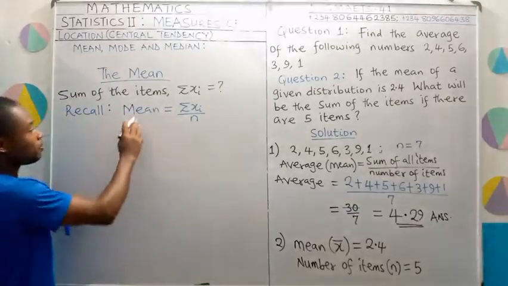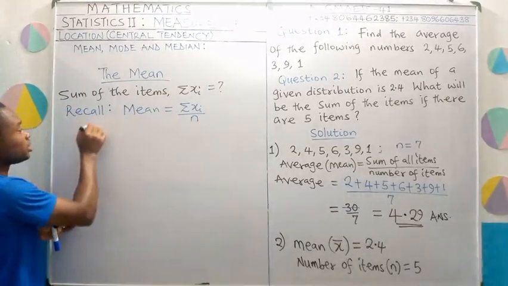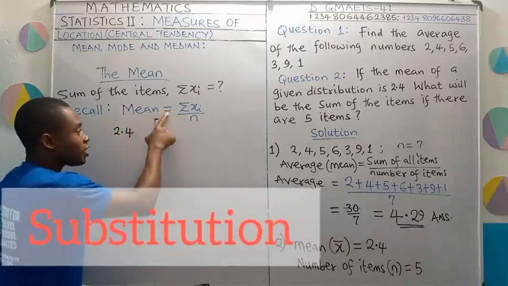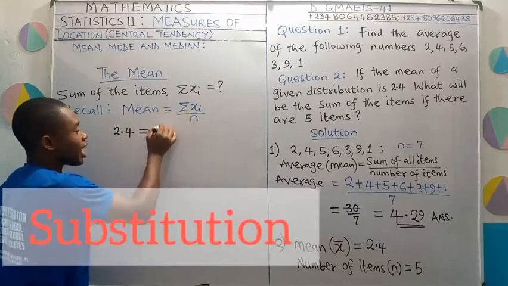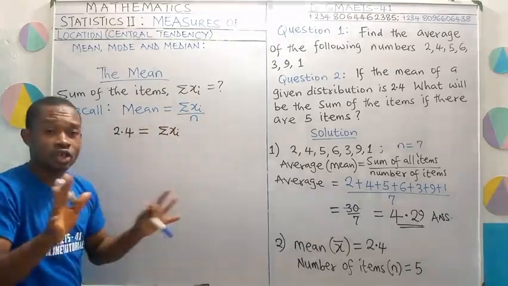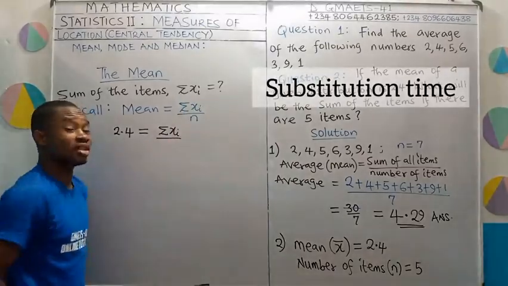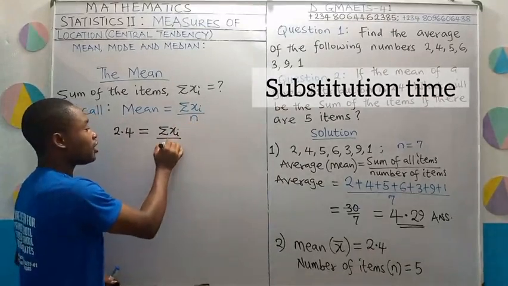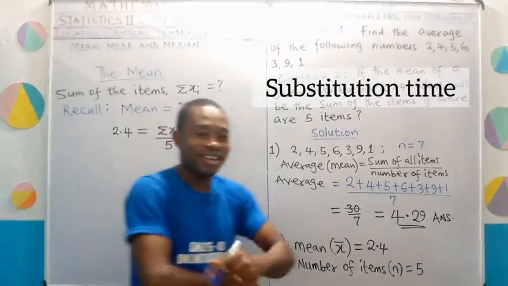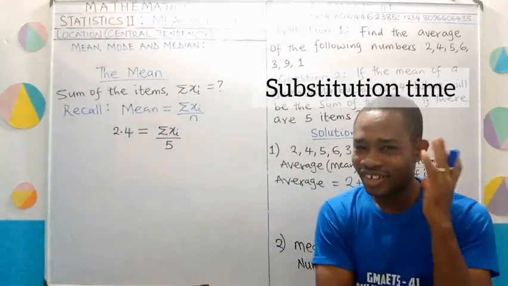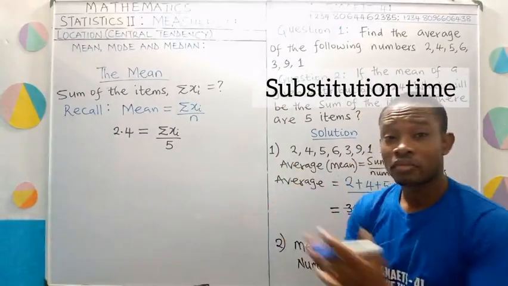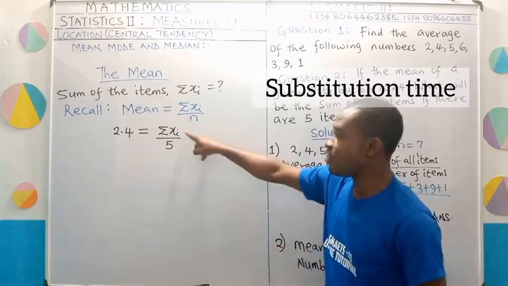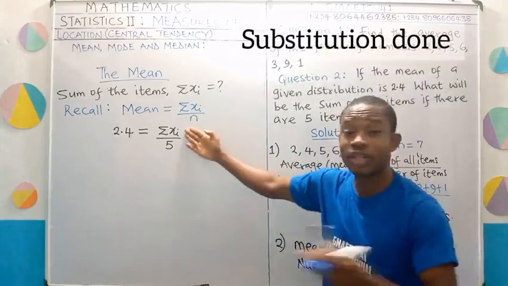Let's do that. In place of this mean, I'll put the value which is 2.4. Then after this mean, you have equal to summation xi, which is the sum of all the items I don't know. So I will still write that summation xi there. That is what I'm looking for. Then n, the number of items, is 5. Ooh la la. We've got something. Huh? You can see a fraction. In the fraction, we have an unknown. How do we get the value of this unknown in this fraction, the sum of all the items?